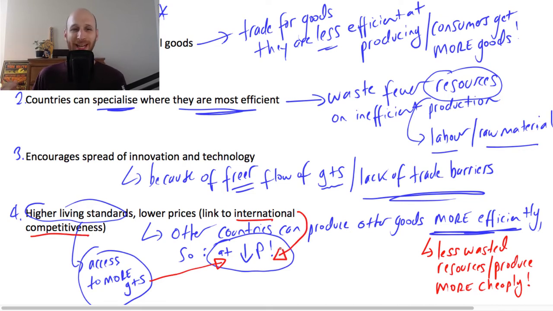And when we talk about international competitiveness, what we mean is that countries can sell those exports at the lowest prices, that they are most competitive in terms of the prices that they charge.